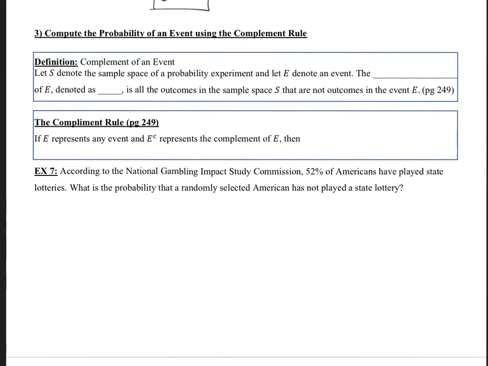Alright, objective 3. Compute the probability of an event using the complement rule. Okay, so a slightly different way of computing the probability. So, definition for the complement of an event. Let S denote the sample space of a probability experiment, and let E denote an event. The complement of E, denoted E complement, is all the outcomes in the sample space S that are not the outcomes in event E. For example, if E was having an even number on a die, then the complement of E would be all of the odd numbers.